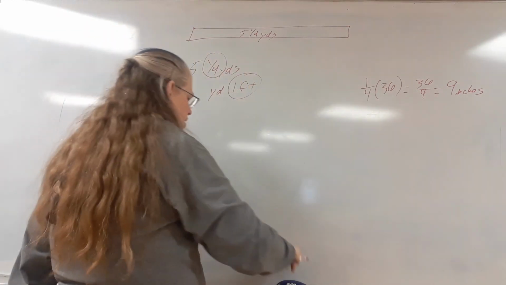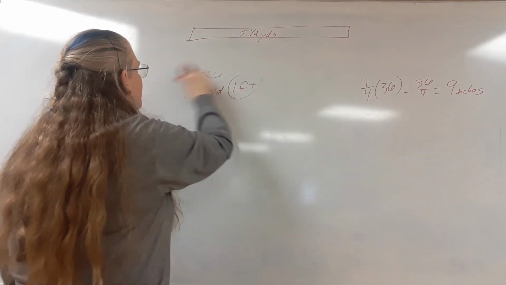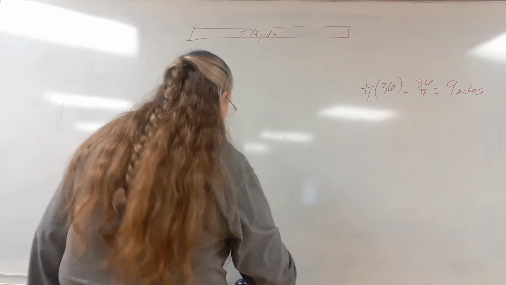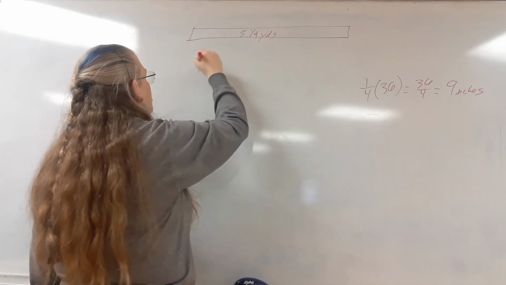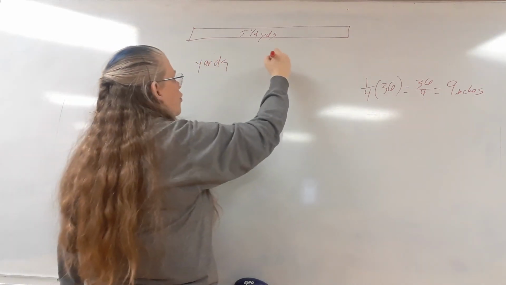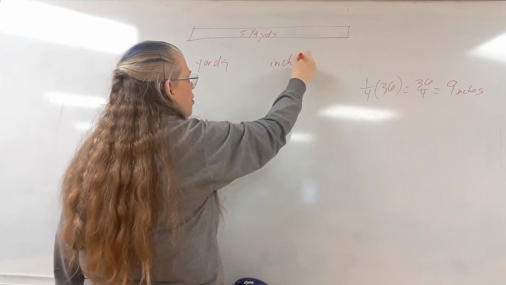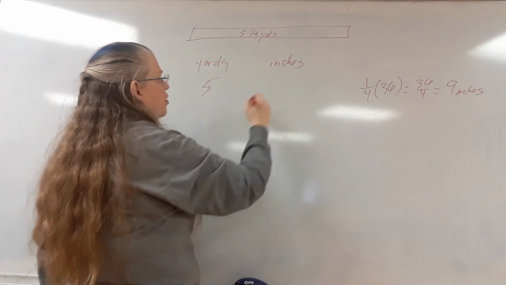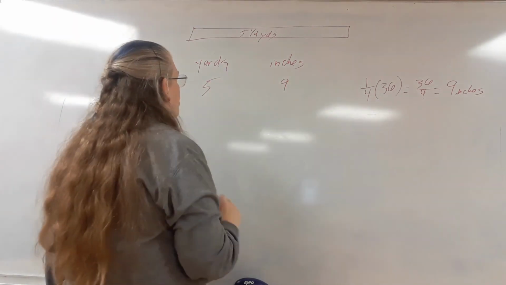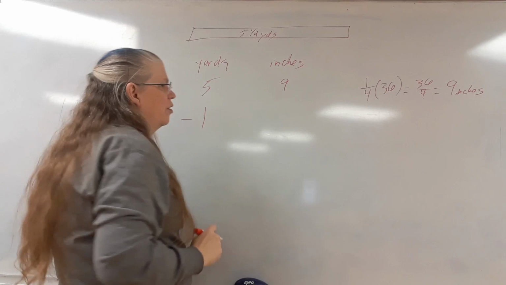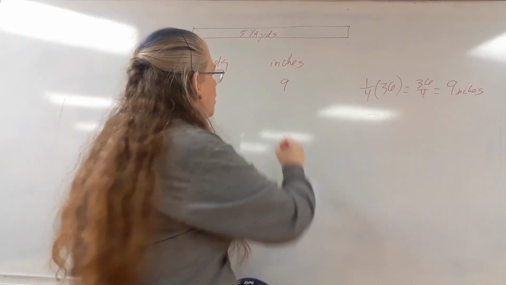So we're going to rewrite this real quick. We're going to make a column for yards and a column for inches. So this is 5 yards, 9 inches. We're going to be subtracting off the 1 yard, 1 foot. Well, 1 foot is 12 inches.